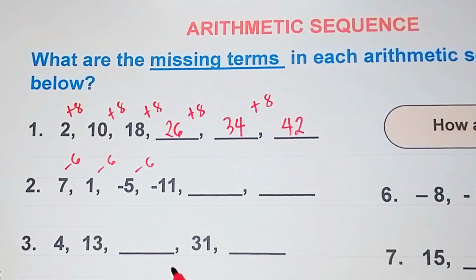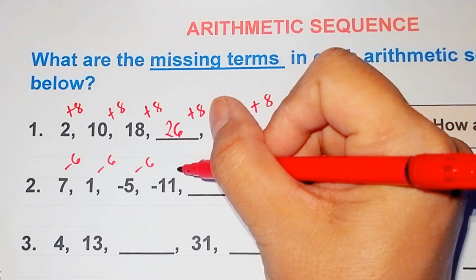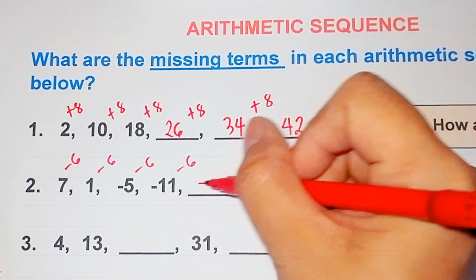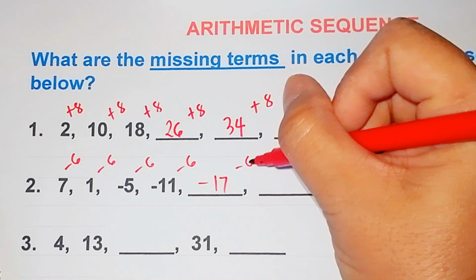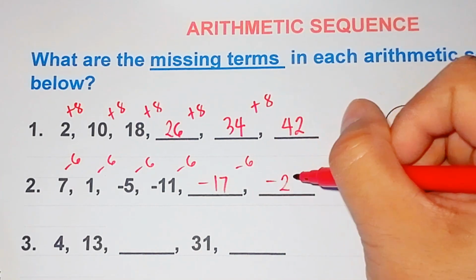Negative 5 minus 6 is negative 11. Negative 11 minus 6 equals negative 17. And negative 17 minus 6 is negative 23.